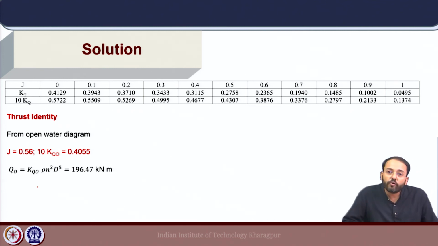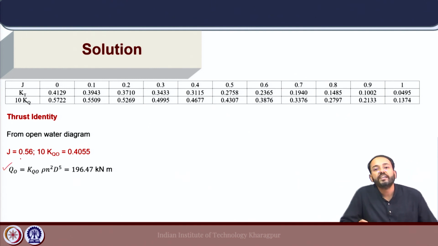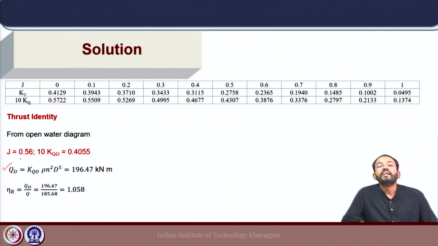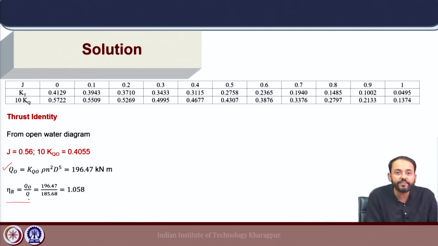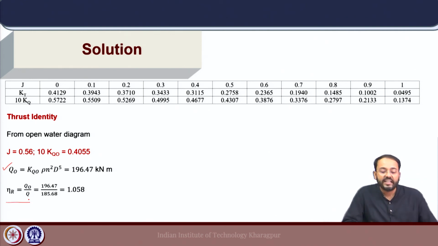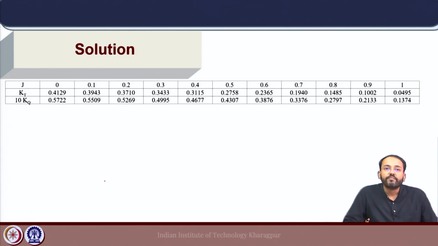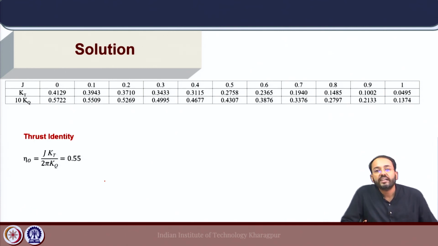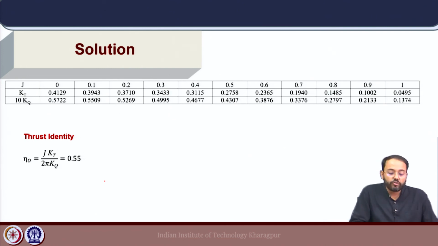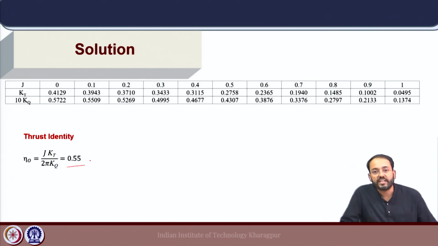So, from the open water torque coefficient KQO, we will calculate the torque in the open water condition, and the relative rotative efficiency using thrust identity, as we have already seen, is given by this particular expression, and it gives us a value of 1.058 in this condition. And finally, we calculate the open water efficiency from the given value of thrust coefficient. It comes out to be 0.55 using thrust identity.